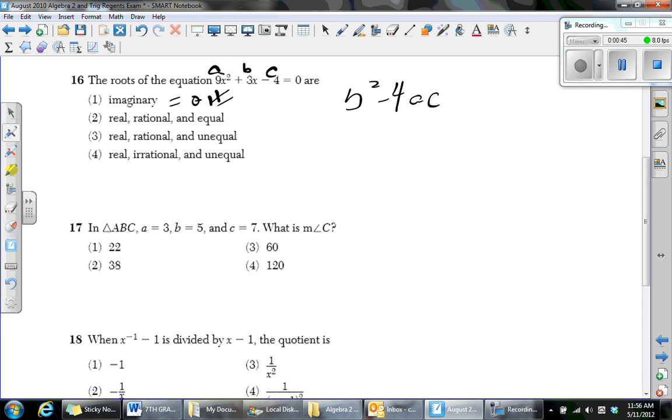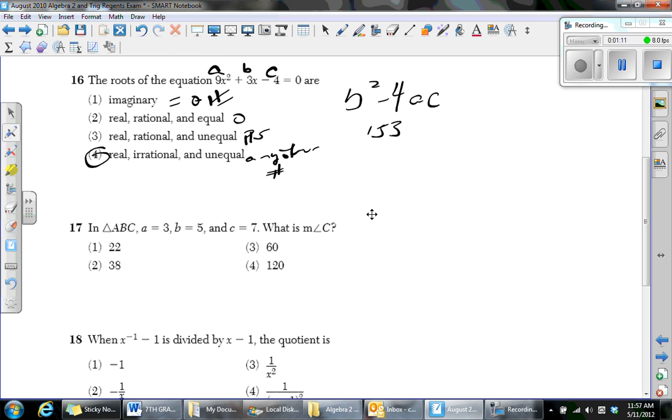If it's real, rational, and equal, then it's 0. Unequal is perfect square. And irrational, any other number. When we plug these in, we should end up with 153. And so we get irrational.